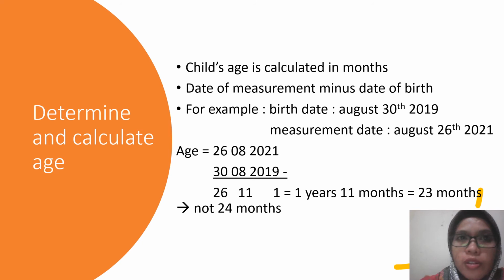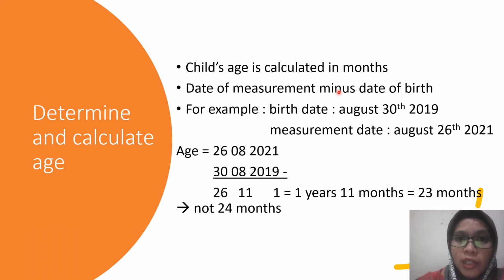To reduce error, the enumerator must have the skill to calculate age correctly. Child age is calculated in months because the relevant reference for assessing nutritional status requires data in months. For example, if the child is 2 years old, we write it as 24 months. How to calculate it? By subtracting the date of birth from the date of measurement.